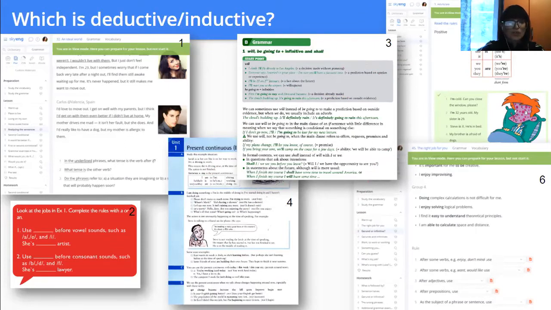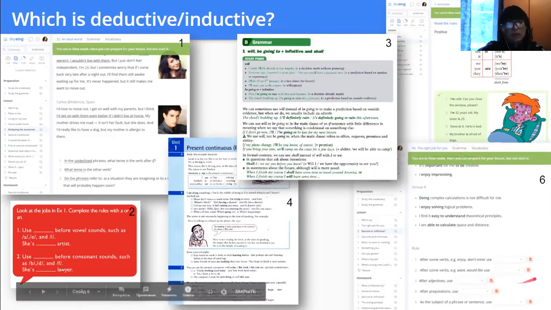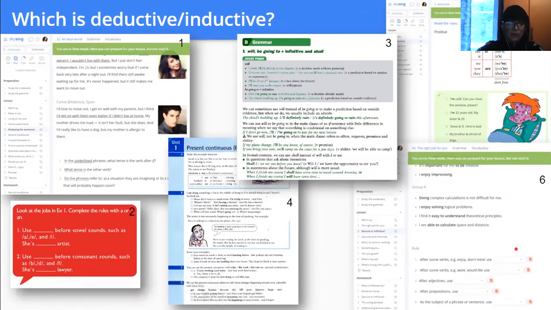The second one is purely inductive, but which one? Let's have a look at the fifth one. That is a purely deductive grammar approach, because again, our students are provided with a table with all the rules and then patterns. And as for the last material, it's taken again from our platform. Here, the students are given some relevant examples on one topic, and then our students will have to come to the rule. That is a purely inductive grammar material.